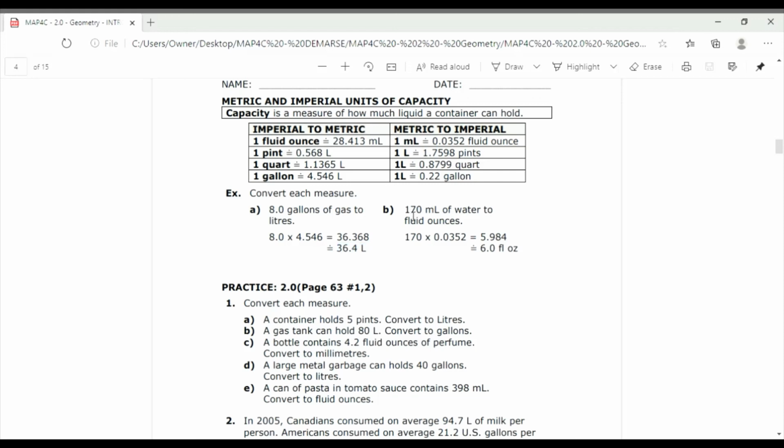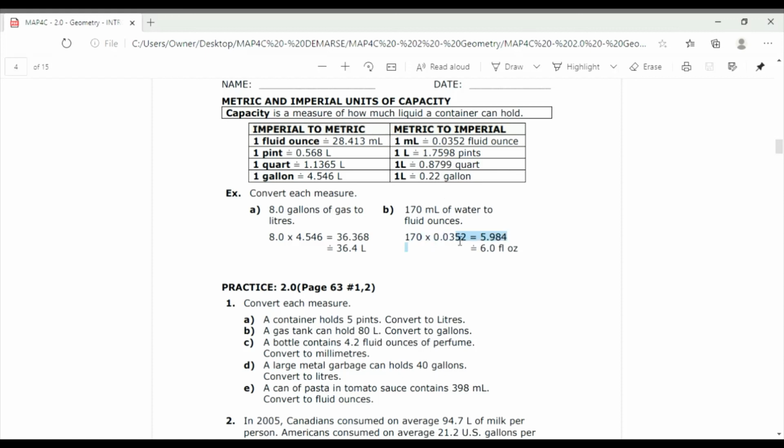Secondly, convert 170 milliliters of water to fluid ounces. Find our conversion from milliliters to fluid ounces. It's in the top of the right-hand side of this conversion table. The conversion factor is 0.0352. That's what we will multiply by.